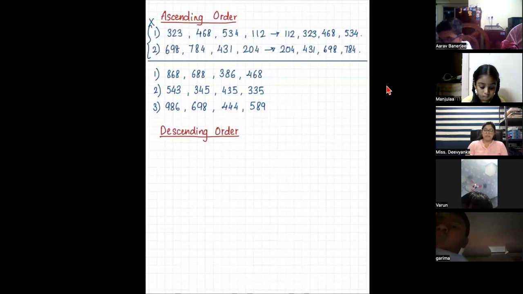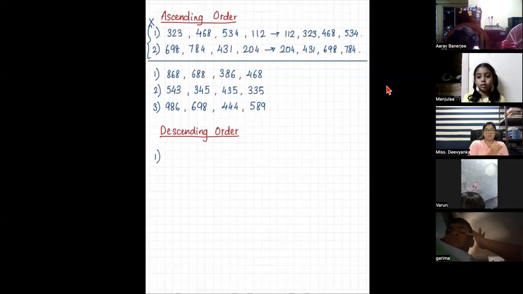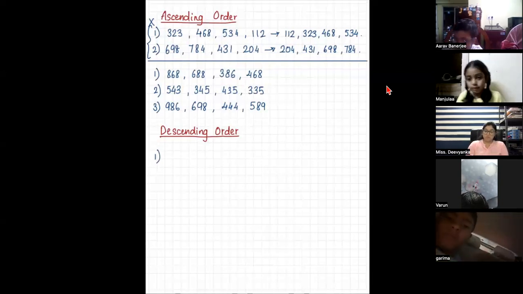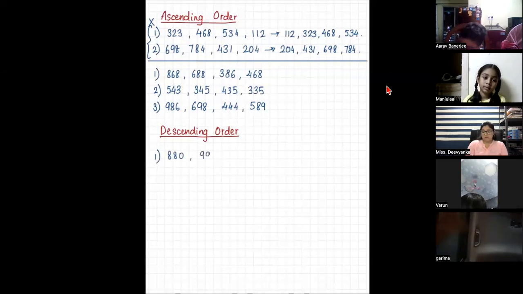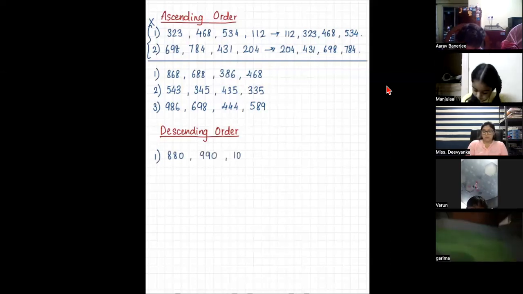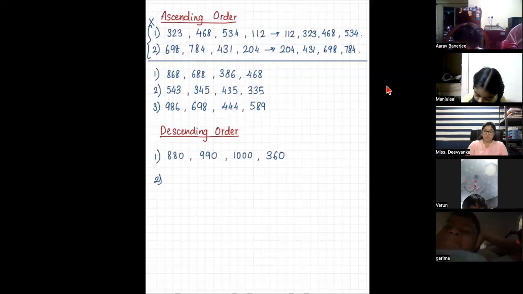Now let's look at the descending order numbers. Since you know them already, I will give you the sums to solve directly. Now, what is descending order? Going from the biggest number first up till the smallest number. Now, let's do the sums. 880, 990, 1000, and 360. Second sum, start doing it in your notebook right away. Till I'm writing your questions, you can start doing it.